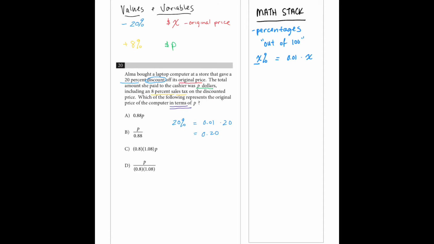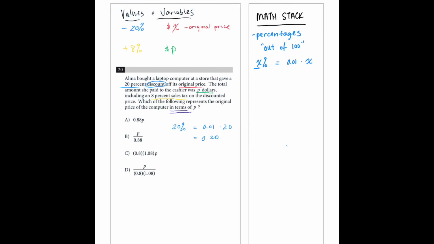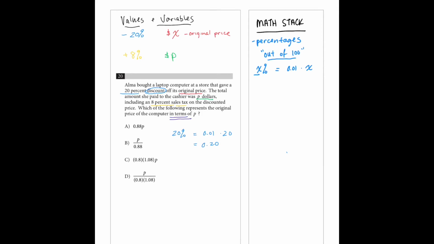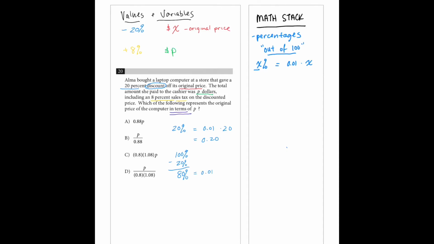Now, what happened to the negative sign, right? Because this was a 20% discount. What we want to think about here is that it is 20% off of the original price, which was 100% of the original price. So when we do a discount or a tax, when we add or subtract percentages, we want to keep in mind that it is truly always out of 100. So a 20% discount off of 100% would leave 80% of the original price. And again, converting it into a decimal gives us 0.8.